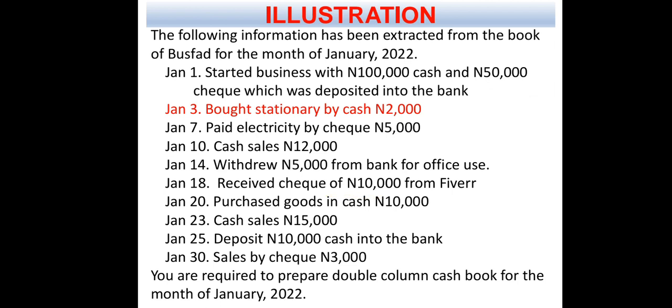So we move on. On January 3, bought stationery by cash. Which means this time around, he is making payment. Cash is going out.